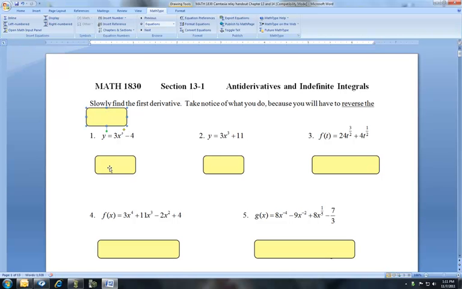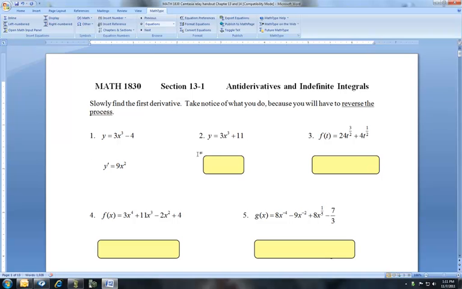So my y prime should be 3x squared. Excuse me, 9x squared. I didn't know why that box appeared up there. Let's try this one. I have a very similar problem. My constant's different. So on this one, if I get my derivative, it's going to be 9x squared. There.